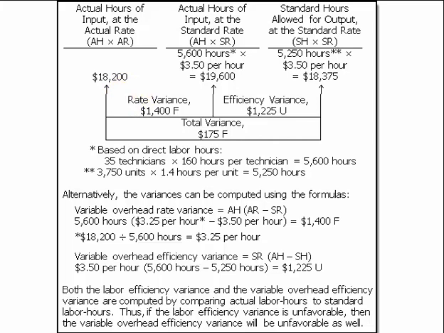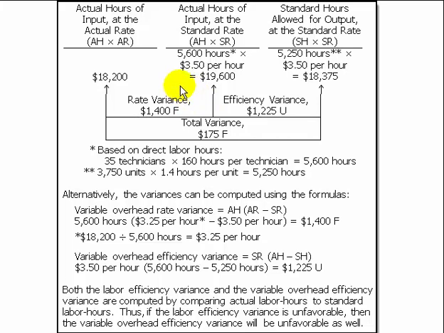Now, the standard says 18,375. Well, we get that by multiplying 5,250 standard hours allowed times $3.50. The $3.50 was given to us. They already came up with a predetermined variable overhead rate that came out to be $3.50 per every direct labor hour. So how do we come up with 5,250 hours? What we do is we take the units produced, 3,750, times the 1.4 hours per unit. So we've seen this calculation before. So once we know there's 5,250 hours, we multiply it times 3.50, come up with 18,375.